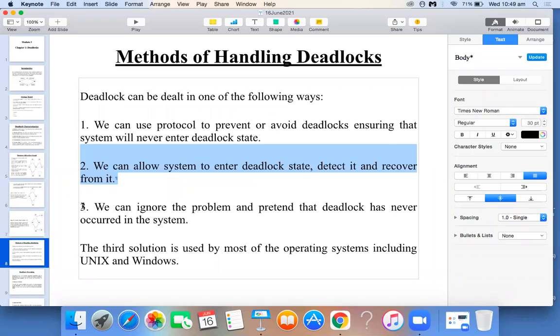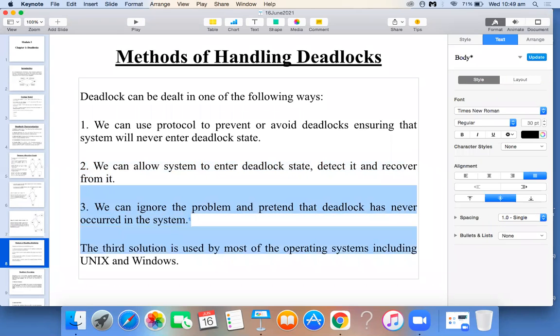The third method is the one used by most of the operating systems. The third solution is used by most modern operating systems, maybe your Unix or Windows. Most of the modern operating systems use this solution. It will try to ignore the deadlock occurrence in our system. Even though deadlock has occurred, it will try to ignore the fact that deadlock has occurred in our system, and by that you try to handle the situations. Clear with this? So these are the three important ways in which you can handle the deadlock situations.